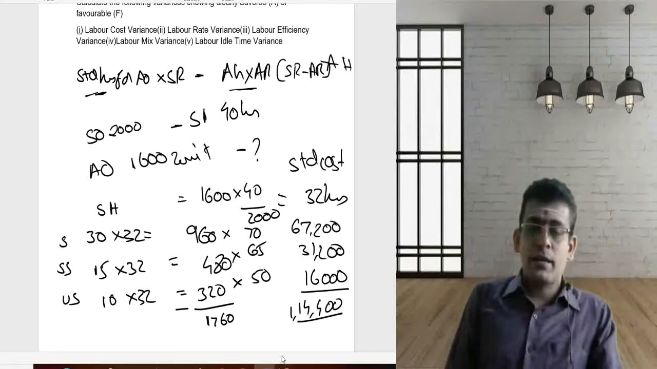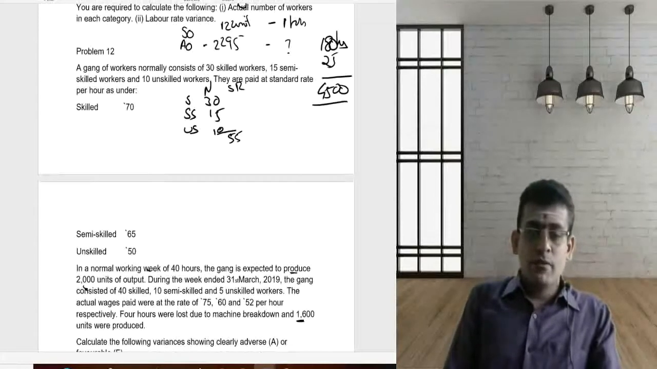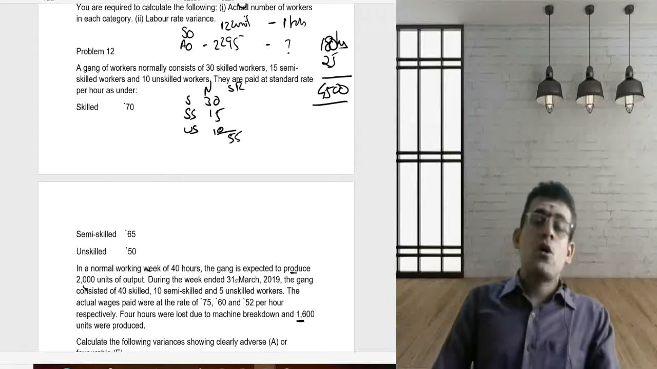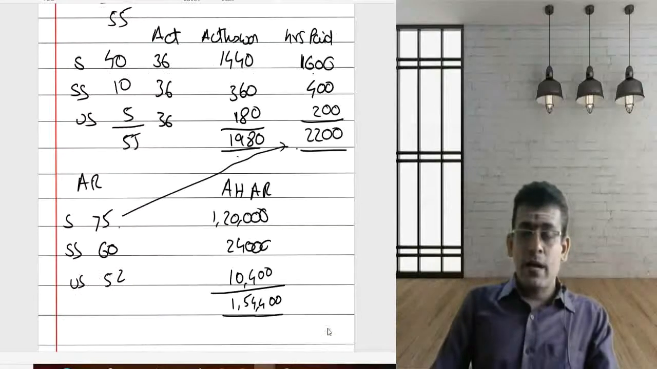So for the entire thing, you know the standard rate and you know the actual rate. Say, for the first case, 70 rupees. What is my actual? 75. That means I need to pay 70, but I am paying 5 rupees extra. Like this, how many hours? We had already calculated your actual hours, 160.